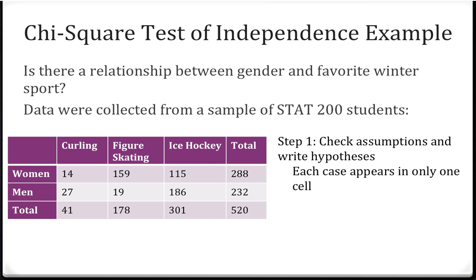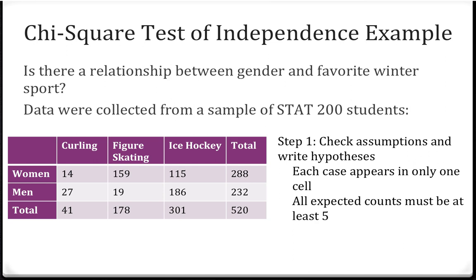Each case appears in only one cell. This assumption is met because each student was asked to check their gender and they had to choose between women and men, and they were asked to select their favorite winter sport, and they were only allowed to select one of the following: curling, figure skating, or ice hockey.